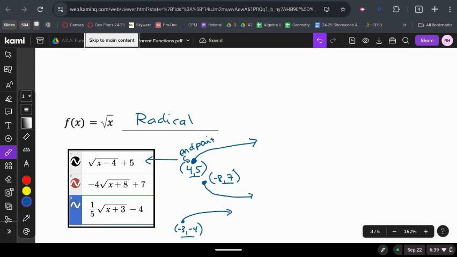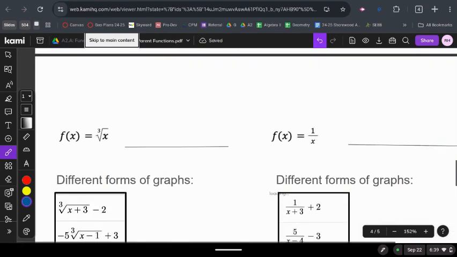So our endpoint is this little point right here, and it continues on in the other direction. I think of this as a swoosh. It kind of swooshes away like the Nike swoosh. I've got two more functions to look at.